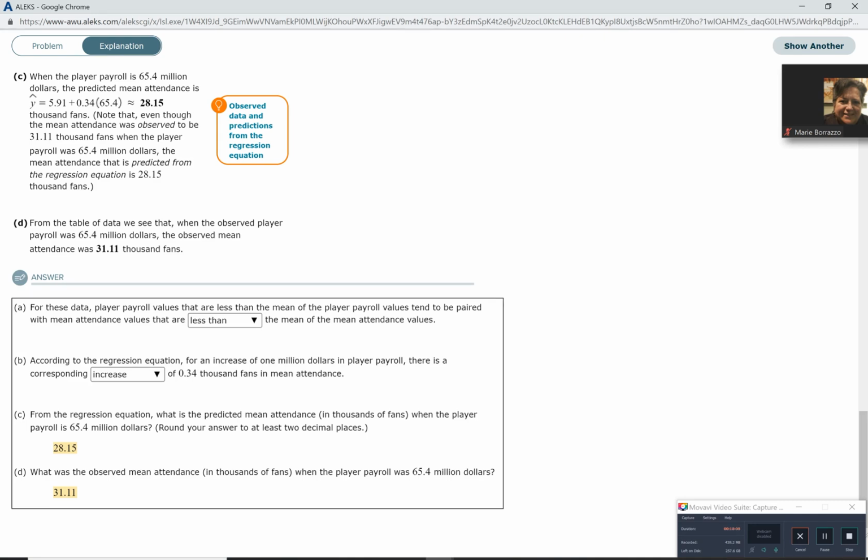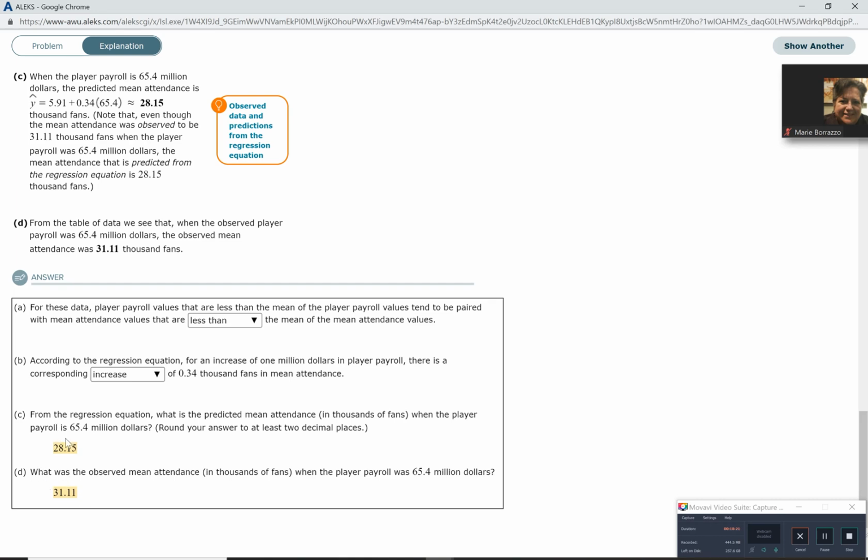Now, in terms of increase, decrease for part B, you look at the sign in the equation. You see how that's a plus 0.34? That means increase. If it were a negative 0.34, that's a decrease. So in this case, an increase of 0.34 thousand fans in mean attendance.